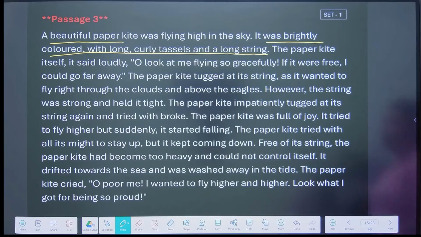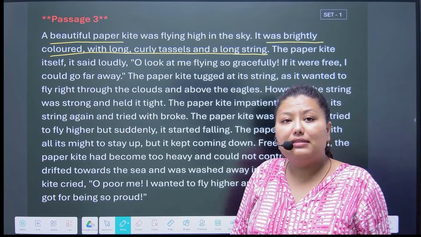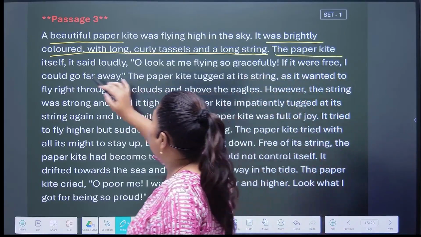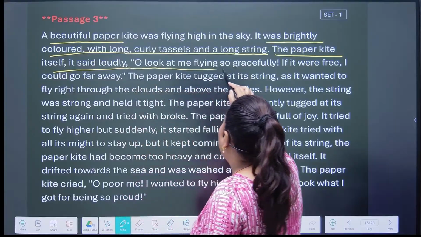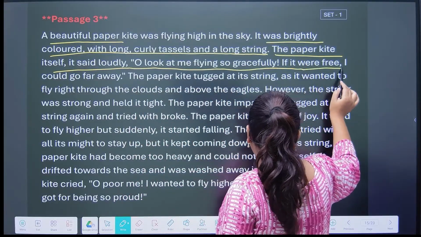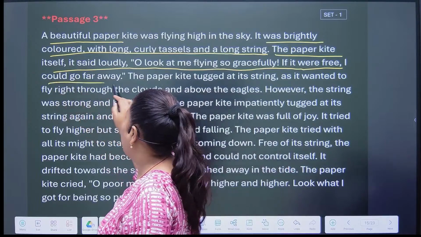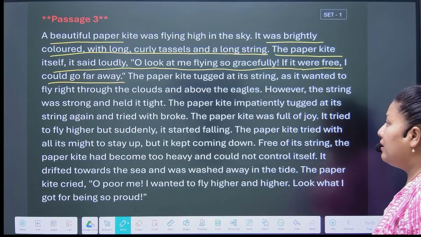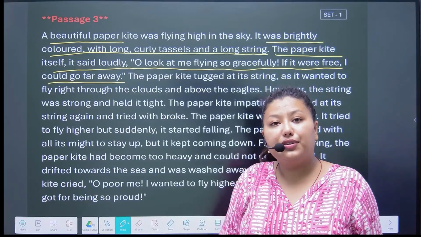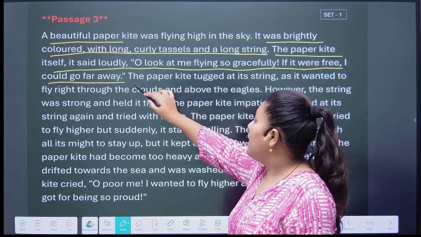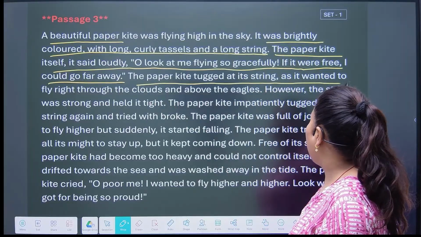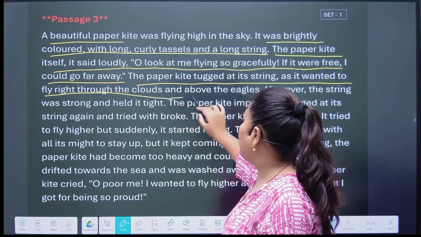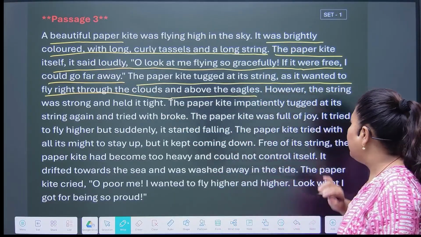Next, what did the paper kite say to itself? The paper kite said loudly, "Oh, look at me flying so gracefully. If I were free, I could go far away." Why did the paper kite tug at its string? The correct answer is, the paper kite tugged at its string as it wanted to fly right through the clouds above the eagles.